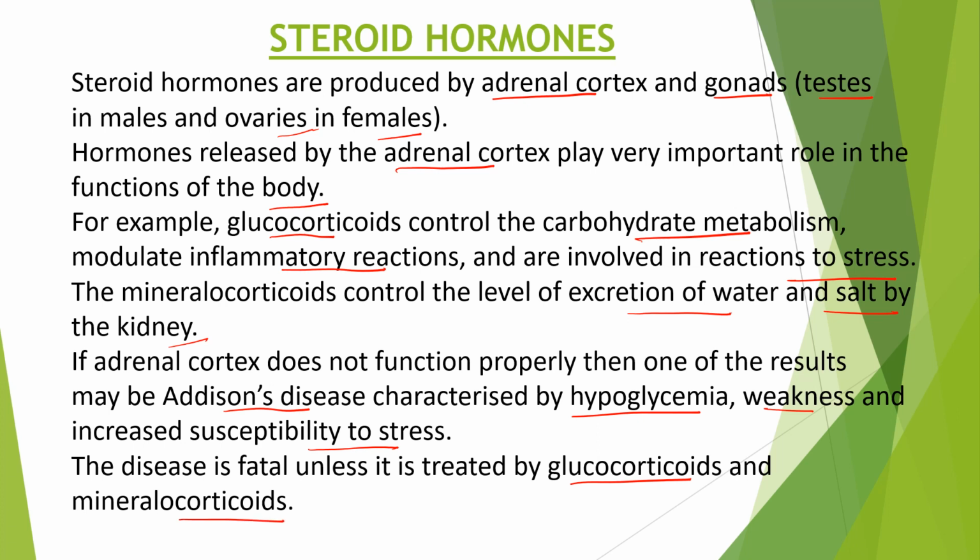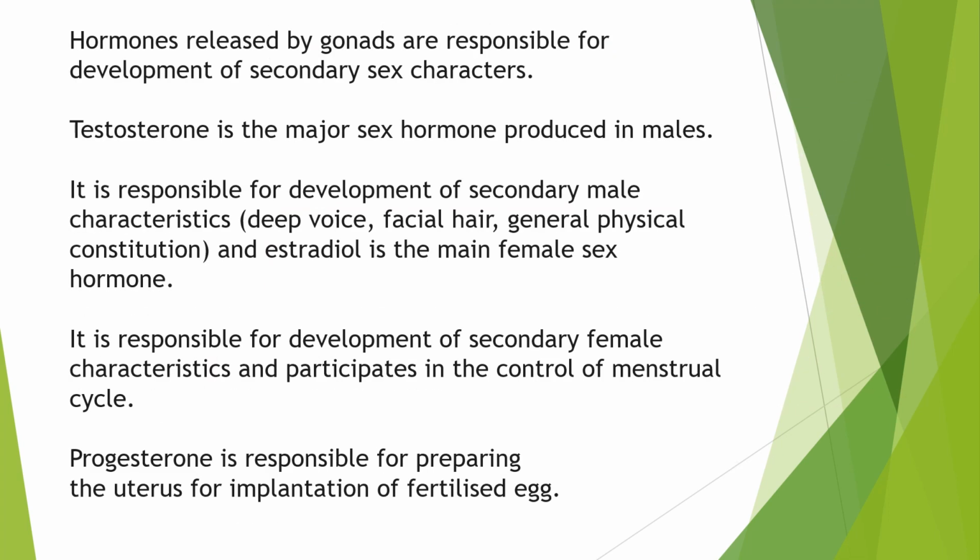Next, we will discuss some more points. Hormones released by gonads are responsible for development of secondary sex characters. Testosterone is a major sex hormone produced in males. It is responsible for development of secondary male characteristics like deep voice, facial hair, general physical constitution, and estradiol is the main female sex hormone. It is responsible for development of secondary female characteristics and participates in the control of menstrual cycle.